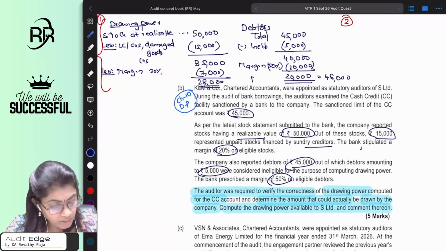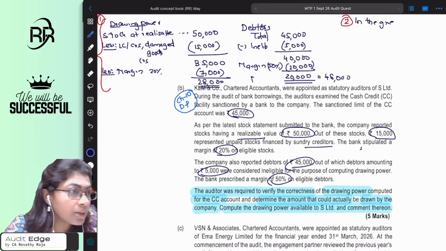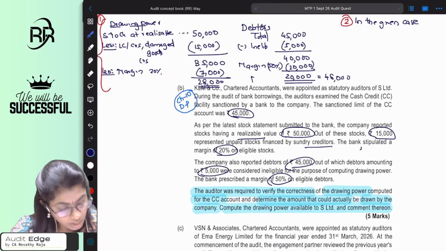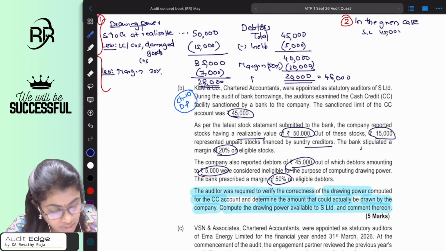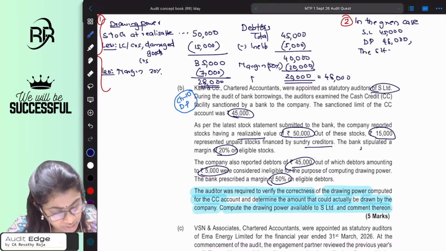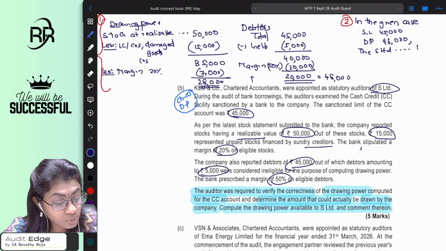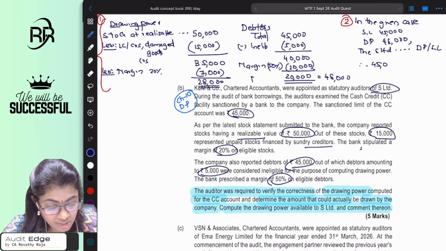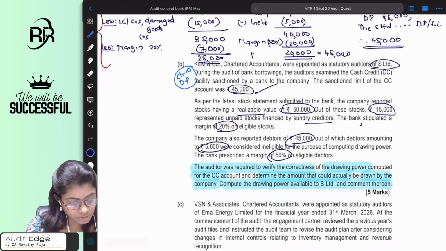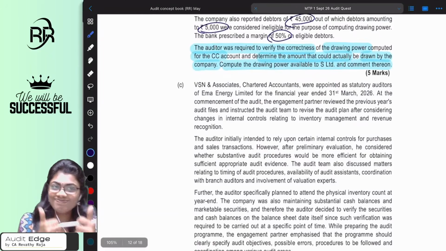The second part, in the given case. In the given case, what has happened? Sanction limit is 45,000. The drawing power calculation comes to 48,000. The borrower shall withdraw up to drawing limit calculated or sanction limit, whichever is lower. Hence, it would be restricted to 45,000, whichever is lower, sanction limit or this computation. That's easy, right? Next.